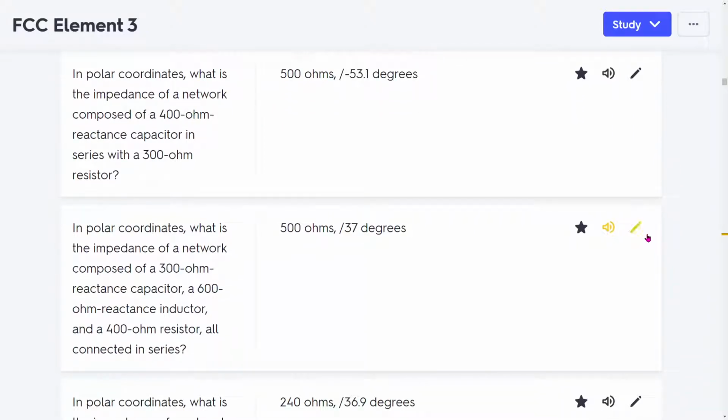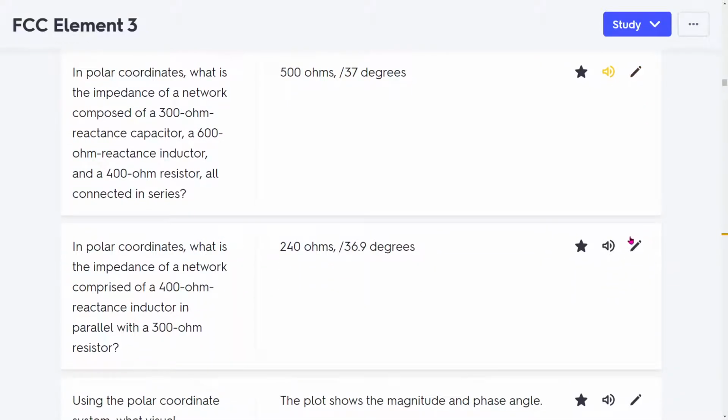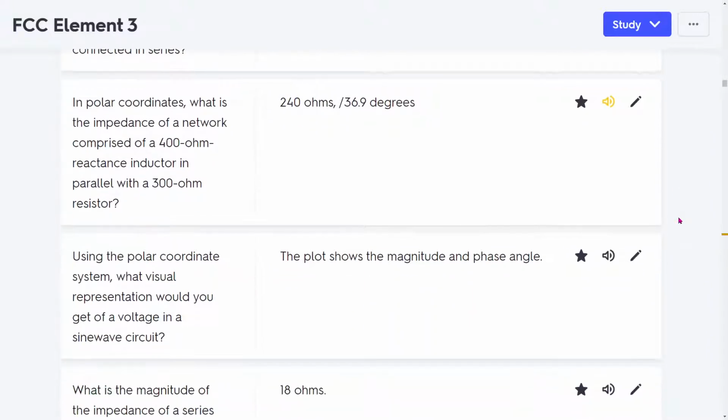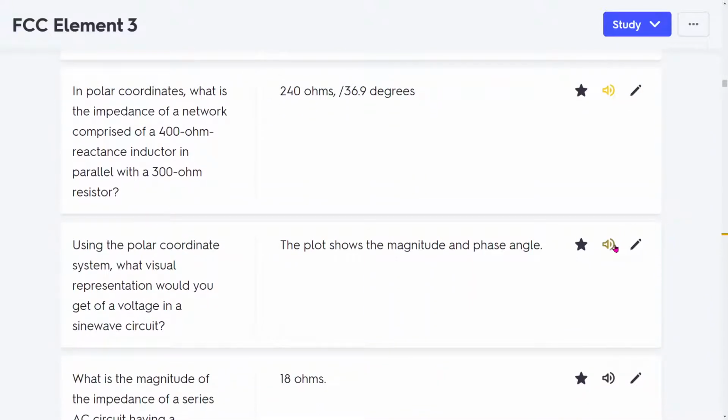In polar coordinates, what is the impedance of a network composed of a 300 ohm reactance capacitor, a 600 ohm reactance inductor, and a 400 ohm resistor, all connected in series? 500 ohms at 37 degrees. In polar coordinates, what is the impedance of a network comprised of a 400 ohm reactance inductor in parallel with a 300 ohm resistor? 240 ohms at 36.9 degrees.